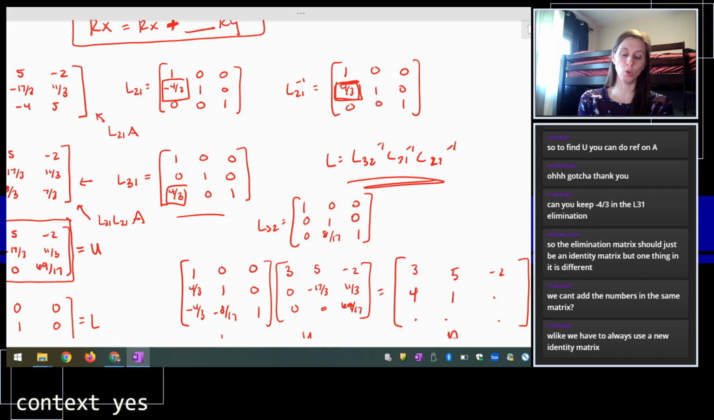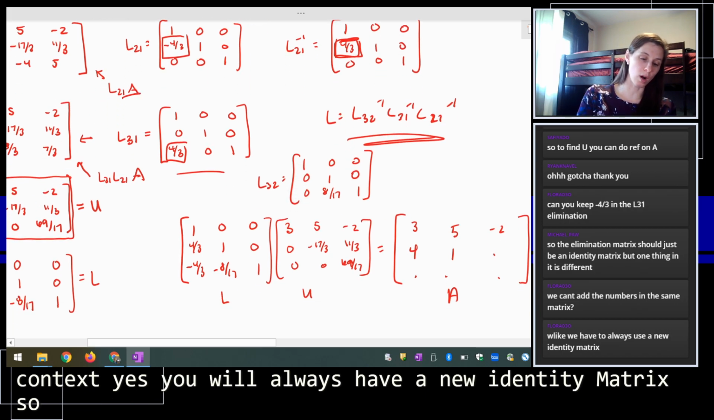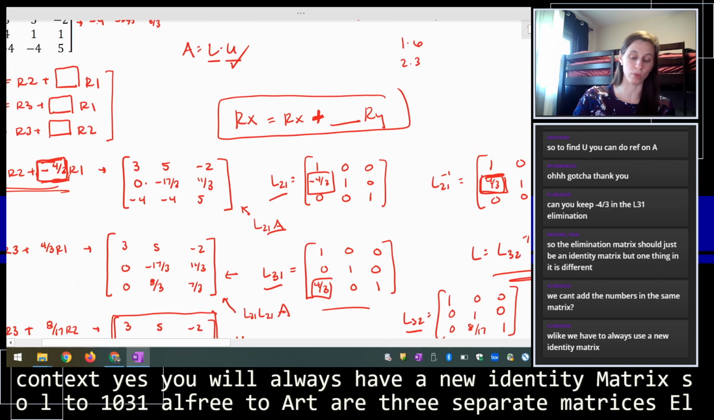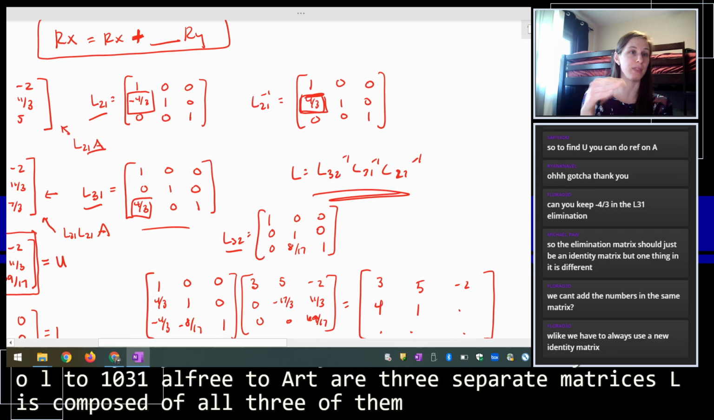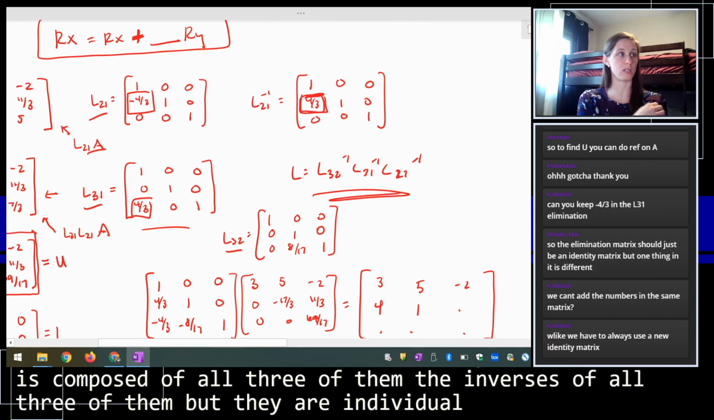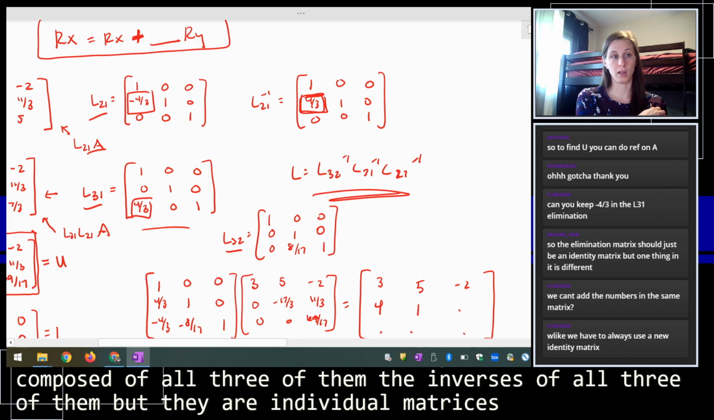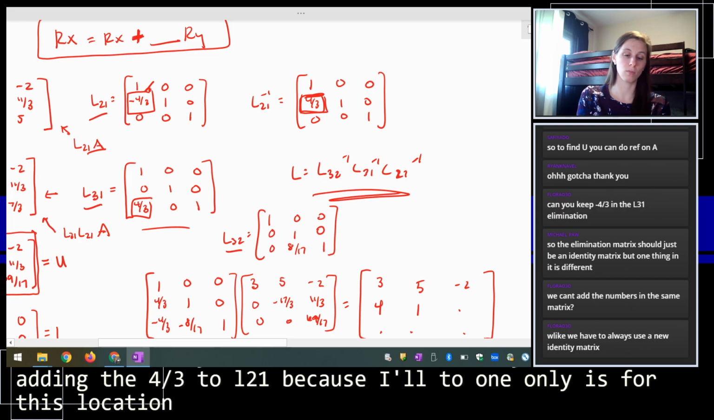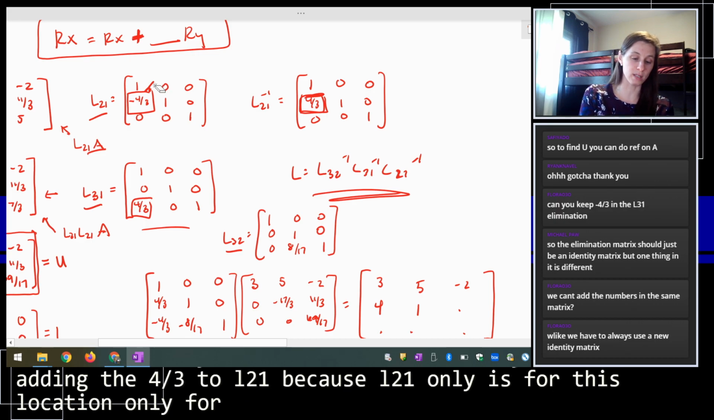Yes, you will always have a new identity matrix. So L2-1, L3-1, and L3-2 are 3 separate matrices. L is composed of the inverses of all 3 of them, but they are individual matrices. You're not adding the 4/3 to L2-1 because L2-1 only is for this location, only for that one single row operation.